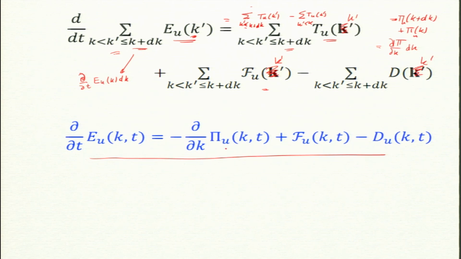So my flux is changing with k, also with time, and energy is also changing with time and Fourier k. So this is the equation. Everybody is with me?